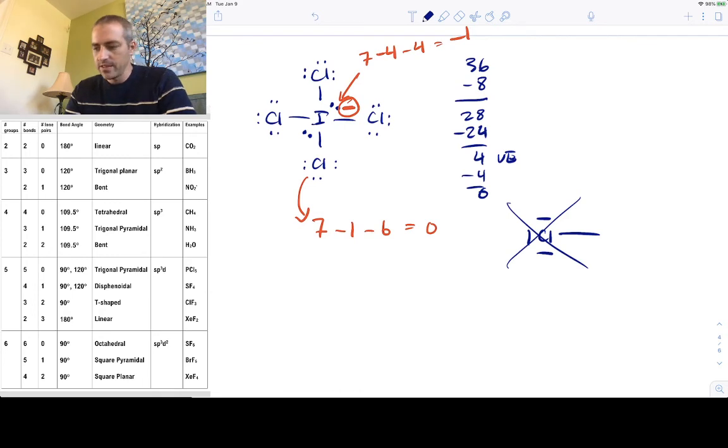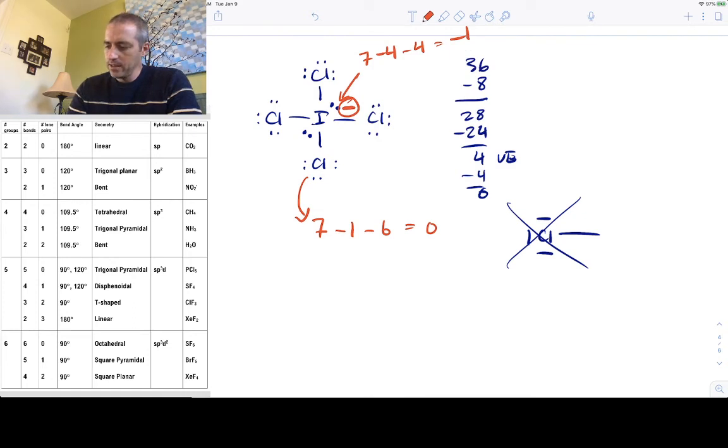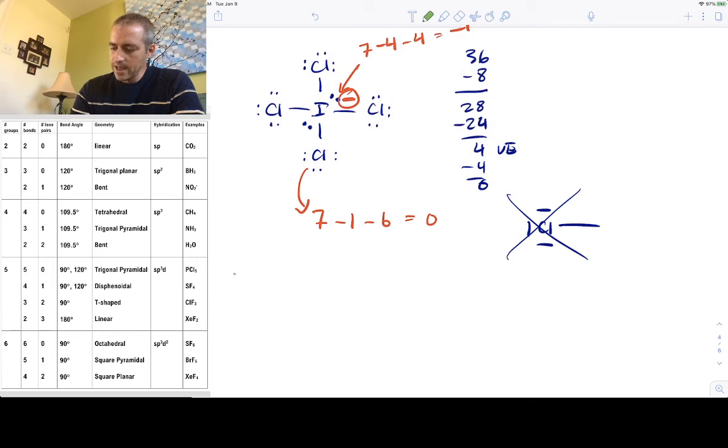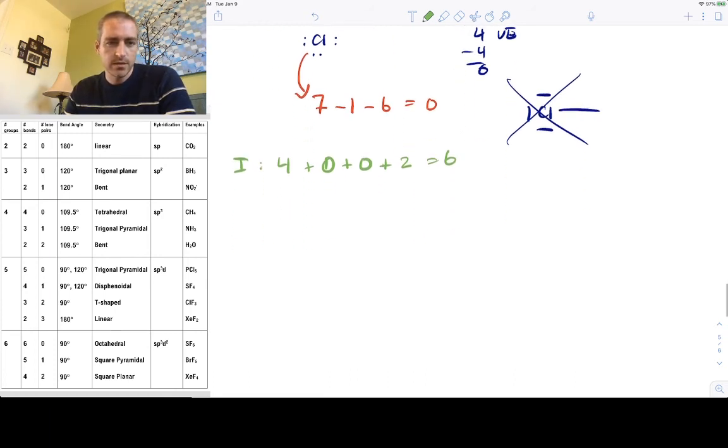We've exceeded the octet on the iodine, but hey, it's no big deal because it's 3rd row or below. If you were to calculate here the number of groups, you would say the iodine has 4 single bonds plus 0 double bonds, plus 0 triple bonds, plus 2 lone pairs, for a total of 6. So we go to our trusty table that you see under me here. 6, we would want to look at the bottom row where it's 4 bonds and 2 lone pairs.